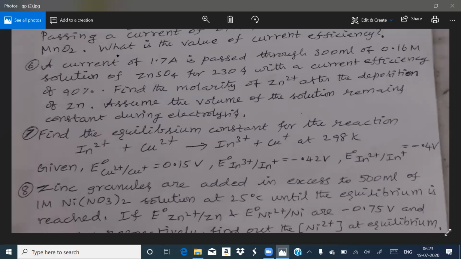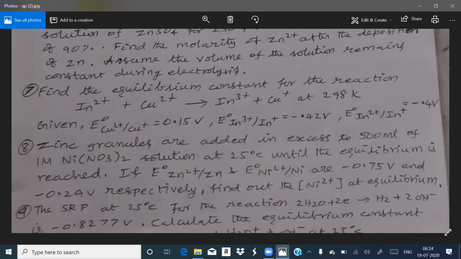What happens means reduction, cathodic reduction, anodic oxidation possible. Then after the electrolysis, what is the molarity of Zn2+ remaining? They are asking, after electrolysis in the resultant solution, what is the molarity of Zn2+? Assume the volume of the solution remains constant during electrolysis. Why did they give this assumption? Think about it also. Now we will see about it.